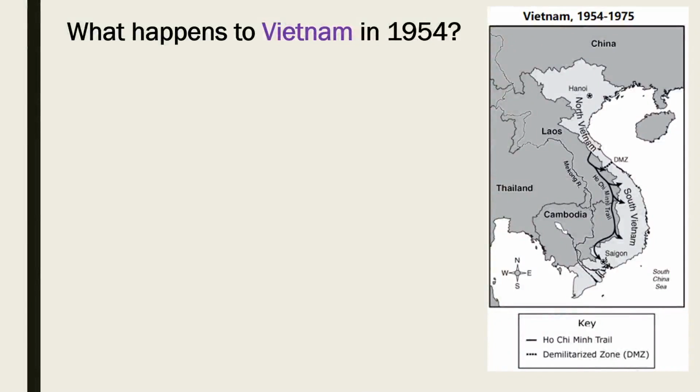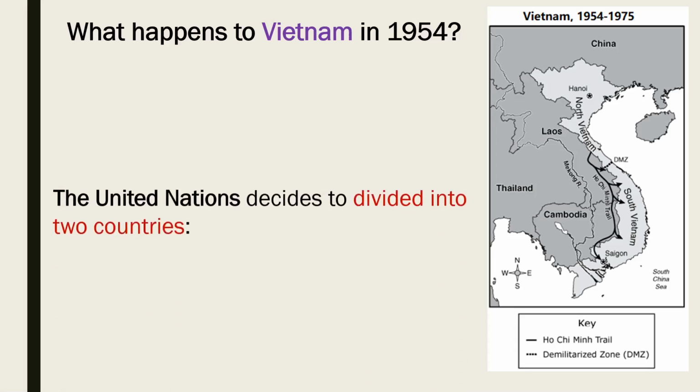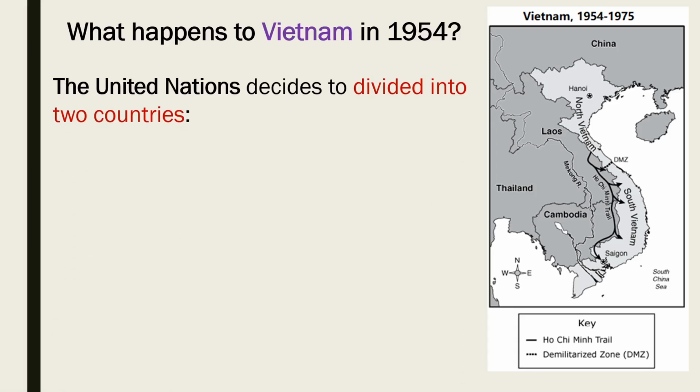So, what happens in 1954? Well, the United Nations, remember that organization that all the countries are going to join together after World War II, that is going to fight for peace and cooperation around the world, work out the world's problems, kind of like the League of Nations that we talked about after World War I. Well, they are going to decide that Vietnam needs to be split into two different countries. So those two countries will be North Vietnam and South Vietnam.